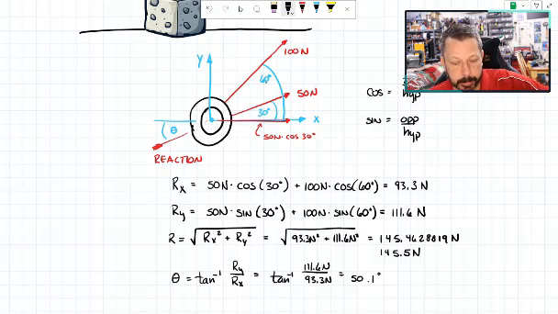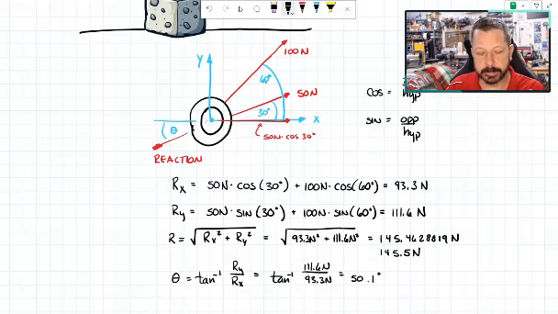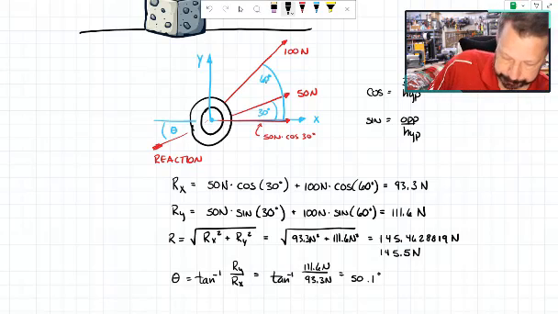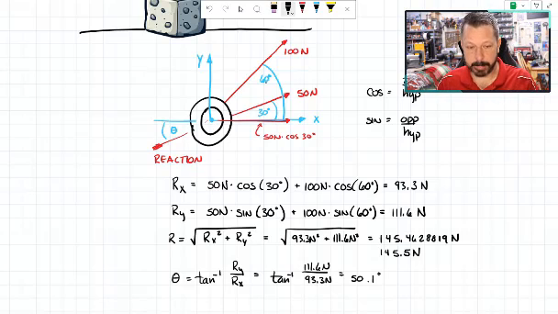But this process works no matter how many forces you have applied. So it's not just good for 2. You end up with 2 resultant components, X and Y. You add all the X components for all the forces together, all the Y components for all the forces, and that will create the resultant, which may or may not be an equilibrium situation.